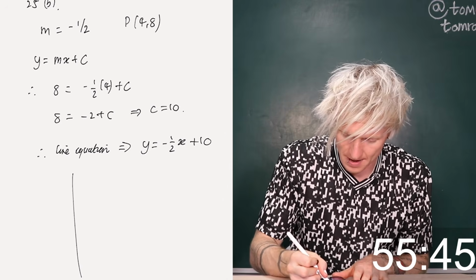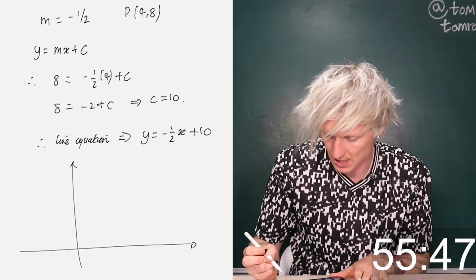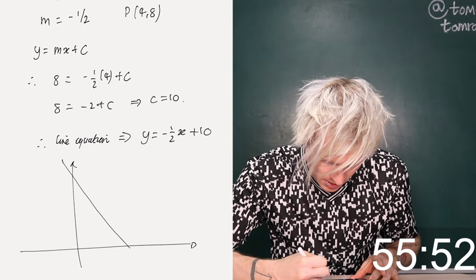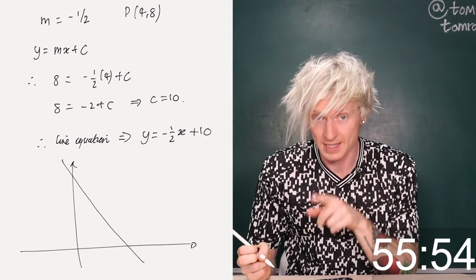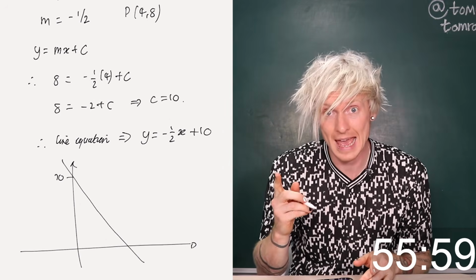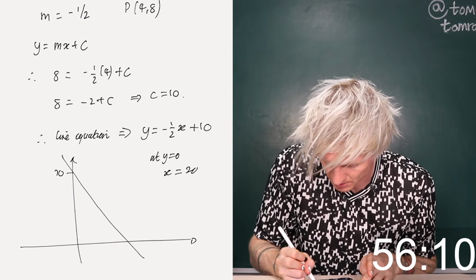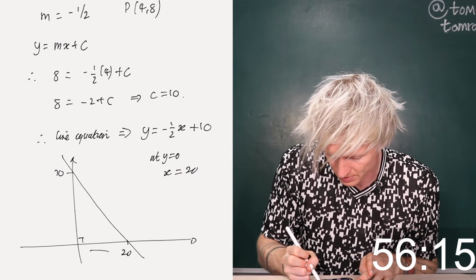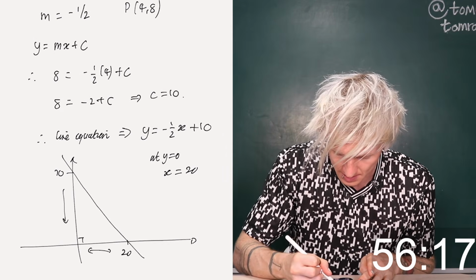So if I draw that, I don't need anything to do with the circle for this. If I draw that, I know it's going through these 2 points. And I know that when x is 0, y is 10. So I know that length is 10. At y equals 0, I can say that half x is 10, so I know that x equals 20. That seems big, but sure. So this one is 20, and I know that's a right angle. So that's 20, that's 10.